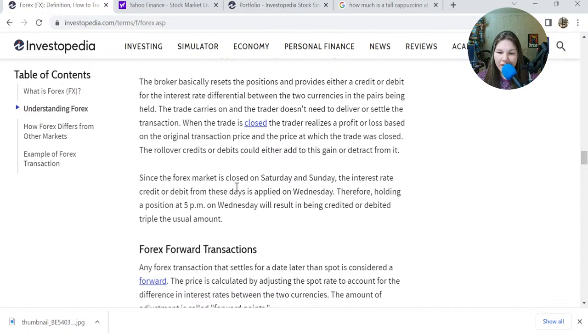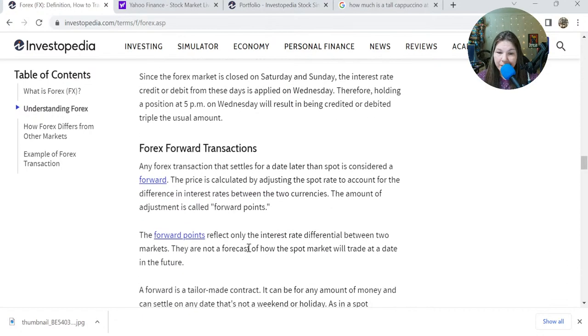Since the Forex market is closed on Saturday and Sunday, the interest rate credit or debit from these days is applied on Wednesday. Therefore, holding a position at 5 p.m. on Wednesday will result in being credited or debited triple the usual amount.